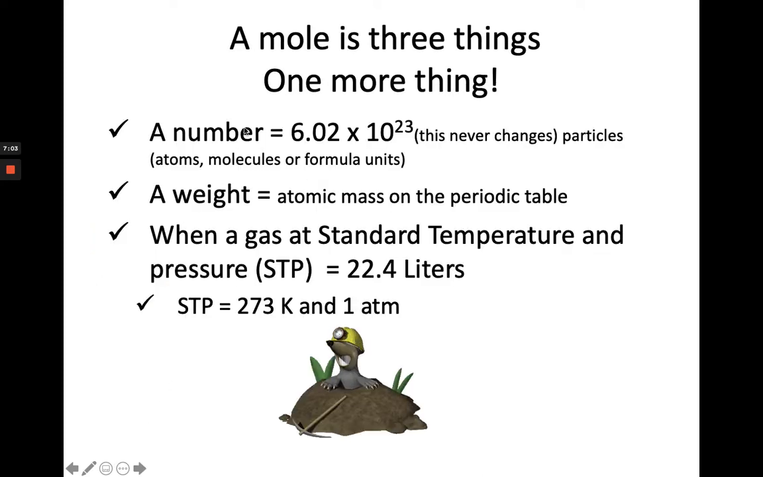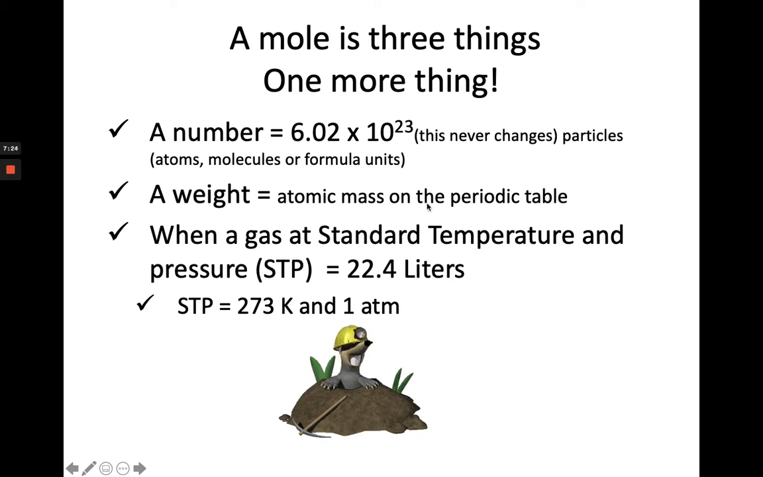Okay, so a mole actually is 3 things. I'm going to introduce the third thing to you right now. We know it's a number, 6.02 times 10 to the 23rd, and that never changes, of particles. And the particles we usually use are these really little things called atoms or molecules, or occasionally you will see them called formula units.